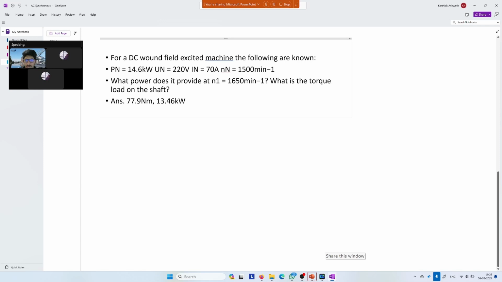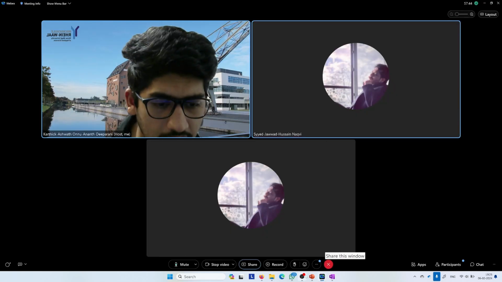So we have a wound field DC machine. Nominal power is given, nominal voltage, nominal current, nominal RPM. The question asks: what is the power provided at 1650 RPM?